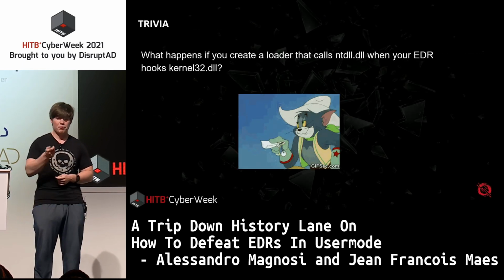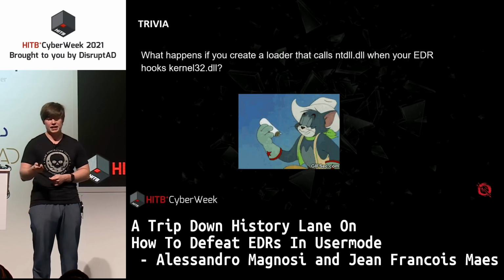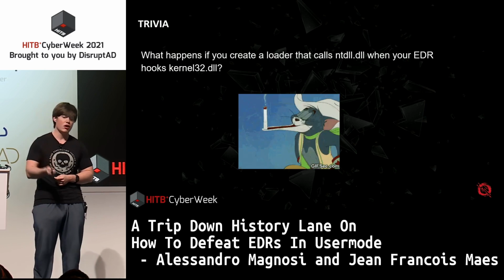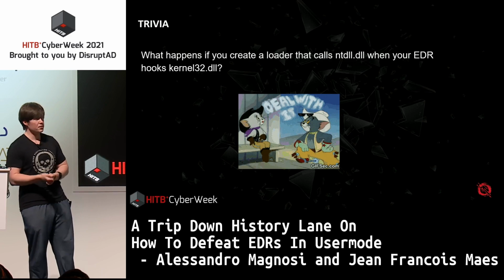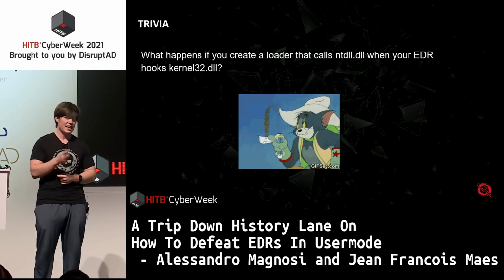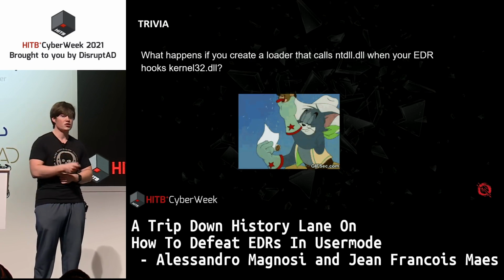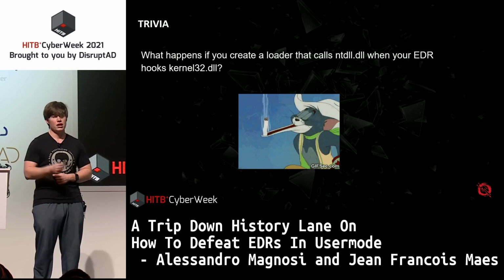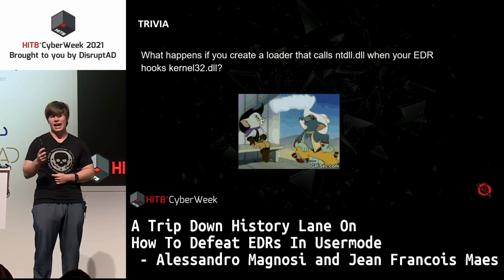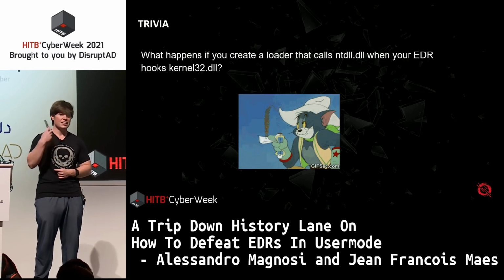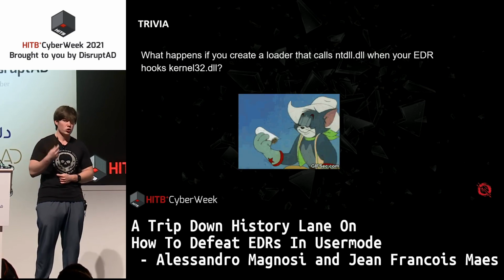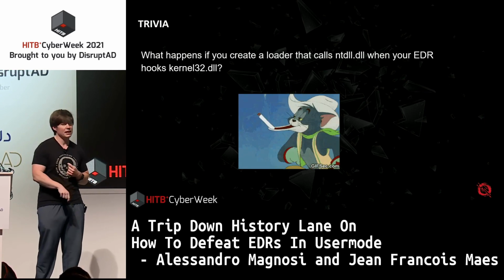So what happens if you create a loader that calls ntdll.dll when your EDR hooks kernel32.dll? Well, deal with it. Why? Because I said ntdll.dll is the lowest you can go from user mode. So if your EDR actually hooks above that, let's say kernel32.dll, it's actually not going to catch anything you use because you are using ntdll.dll.